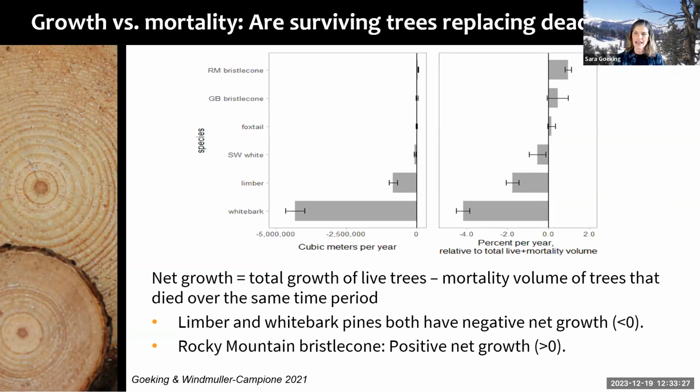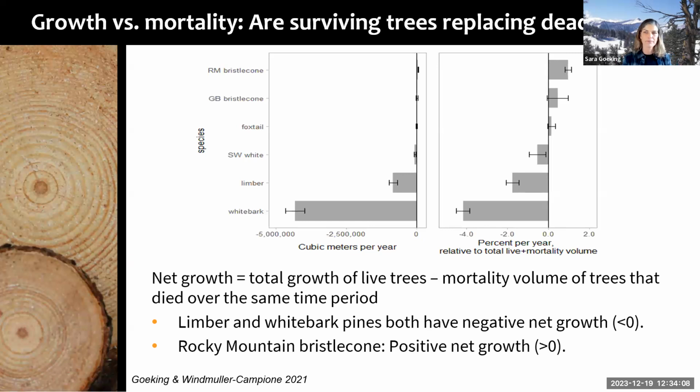So you want net growth of a species, or the total growth of the species, to exceed what's being cut. But in this case, we're looking at mortality, because this isn't being cut for commercial purposes, but it is dying at high rates. So here, growth and mortality are expressed as volumes. I already talked about numbers of trees, and most tree species have lots of small trees, and it's normal for there to be a lot of mortality of many, many small trees. So volume kind of normalizes for that and gives more weight to the larger trees.